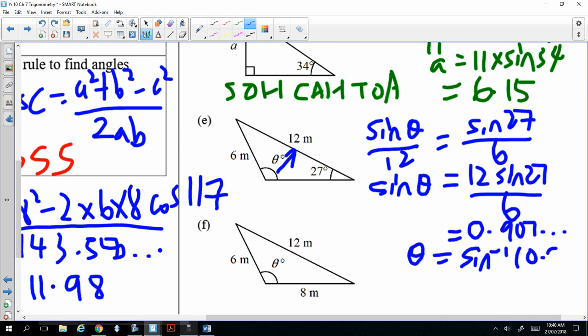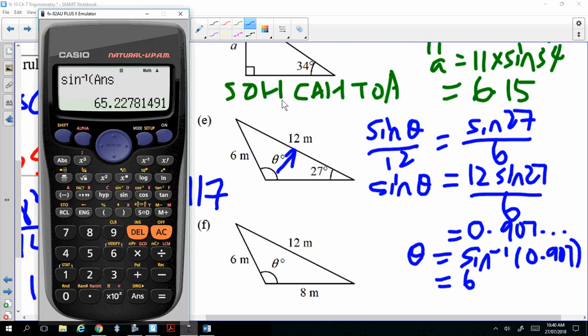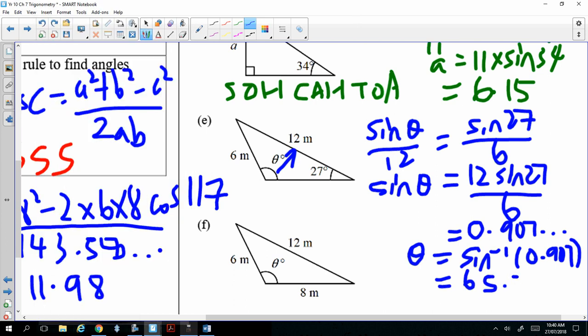Which is 65.2 degrees. Okay, so the main thing is to know which method to use.